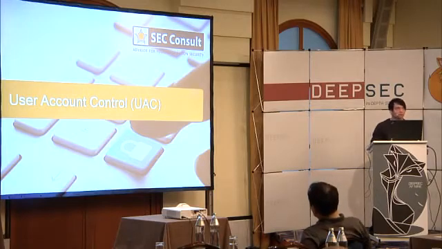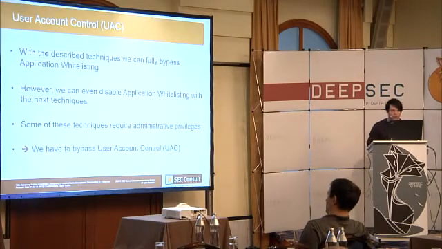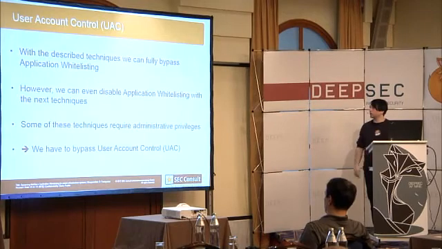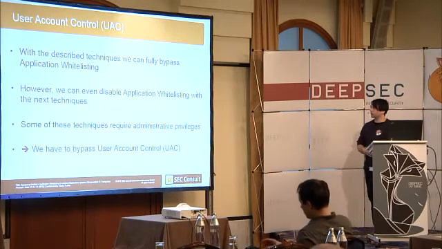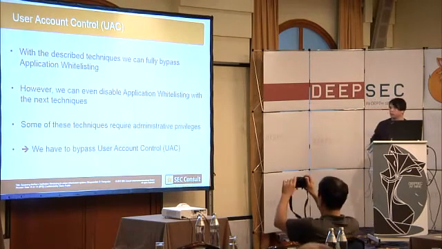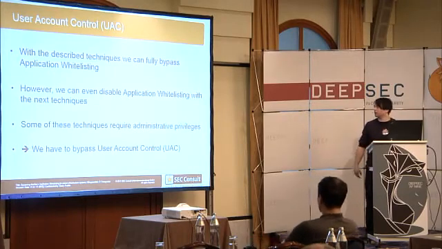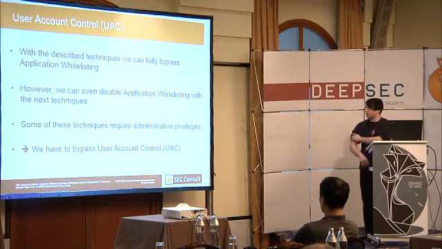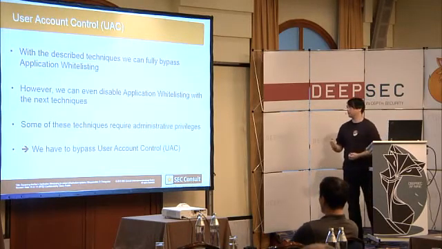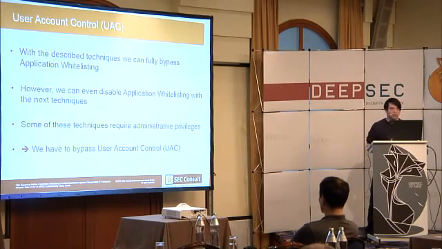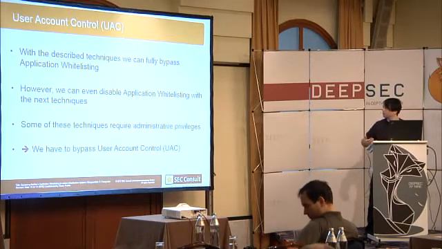I now come to user account control. All bypass techniques which I presented to you so far were working with normal user accounts, so you don't need administrative privileges for them. One technique on the next slides will require administrative privileges, but you don't really have to use this one, because you can, of course, bypass it another way; it's just a simple one. To do something with the administrative token, you have to bypass user account control first.